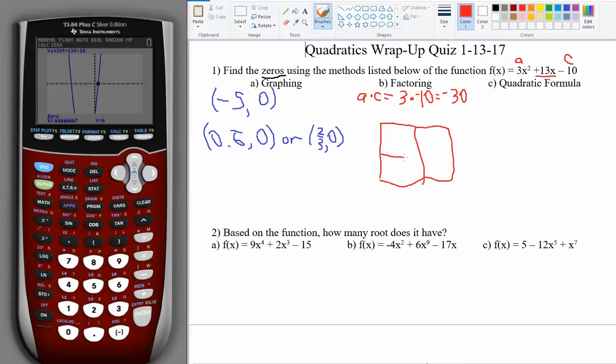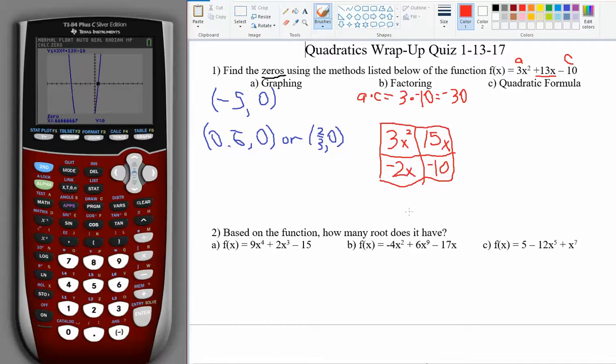Okay, so got our area model. The first box is going to be 3x squared. Then our bottom right hand box is going to be -10, because again, that's our A and that's our C. The diagonal, this middle set of boxes, is where we're using the A times C. So again, what are the factors of 30 that, because of this negative sign, subtract to equal 13, or 13 apart? Those two numbers are 15 and 2. And since it's a positive 13, it's going to be 15 minus 2.